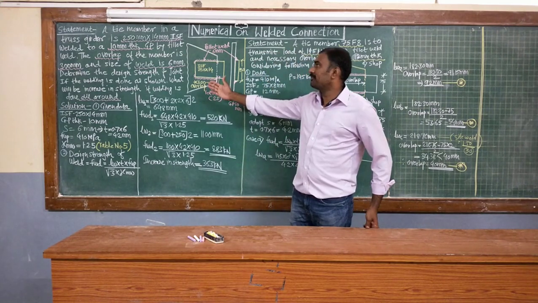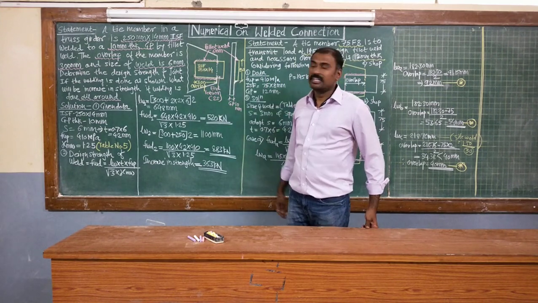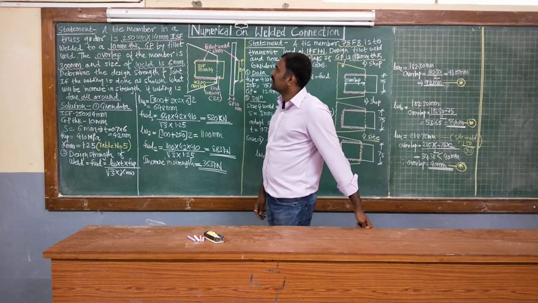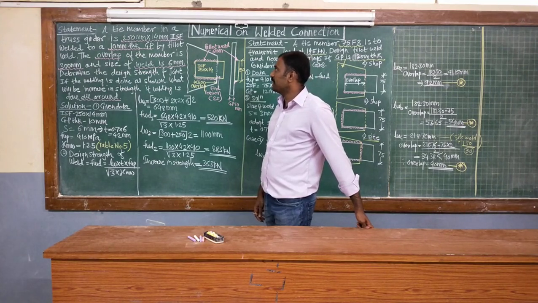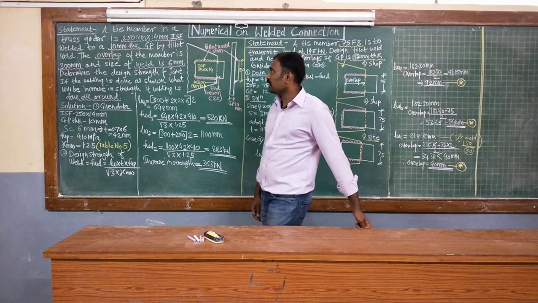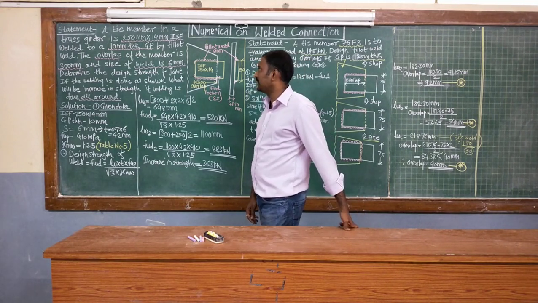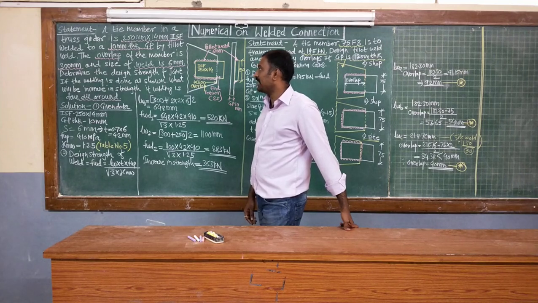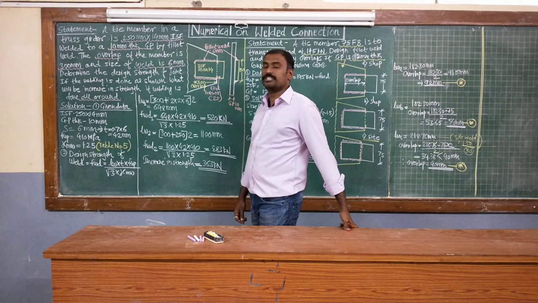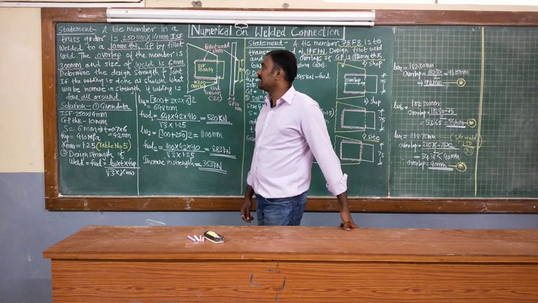For problem number one, here is the statement given. A tie member in a truss girder is 250 mm by 14 mm Indian standard flat welded to a 10 mm thick gusset plate using fillet weld. The overlap for the member is 300 mm and the size of weld is given as 6 mm. Determine the design strength of the joint if the welding is done as shown in the figure. Again, next, case 2 is given. What will be the increase in strength if the welding is done all around?